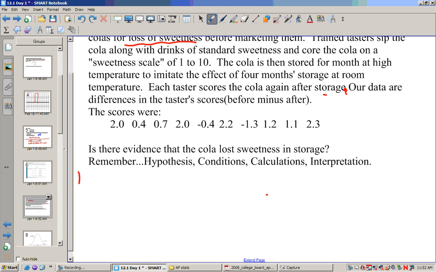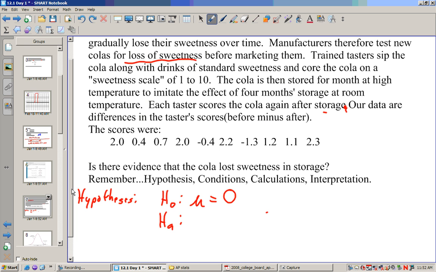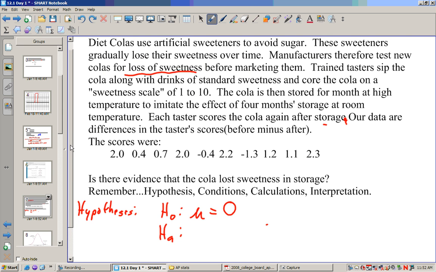So the first thing we need to write is our hypotheses. Our null hypothesis would be that nothing changes, so the mean difference would be 0. Our alternative hypothesis would be that it loses sweetness over time. So this is before minus after.